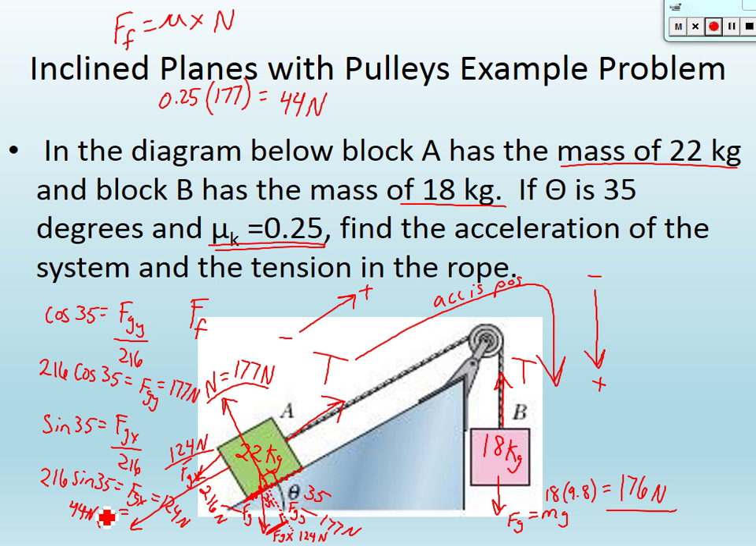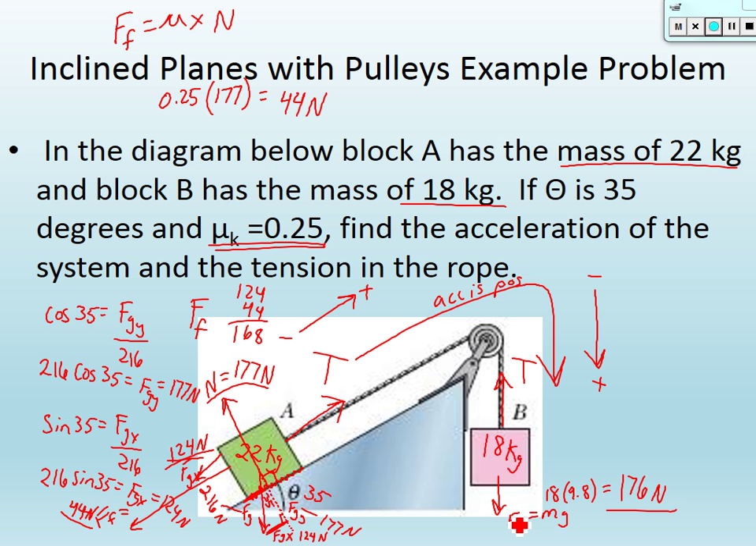Now, when you get friction in, if you take friction, which is 44, and add that to FGX, which was 124, what do you get? So 124 and 44, 168. Is block B still going to have enough? Is there still going to be a net force that's going to pull block B down? Yeah, because block B's weight is still greater than those two forces. And so this system will move.